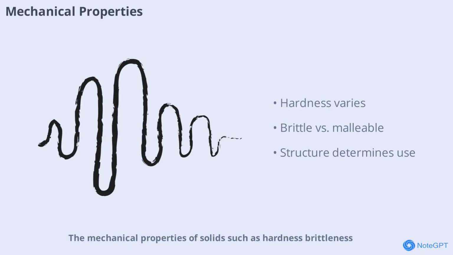Mechanical properties of solids such as hardness, brittleness, and malleability are determined by their internal structure. For example, diamonds are extremely hard due to their strong covalent bonds, while metals are malleable because of their flexible electron sea. Understanding these properties helps engineers and designers select the right material for everything from jewelry to skyscrapers.